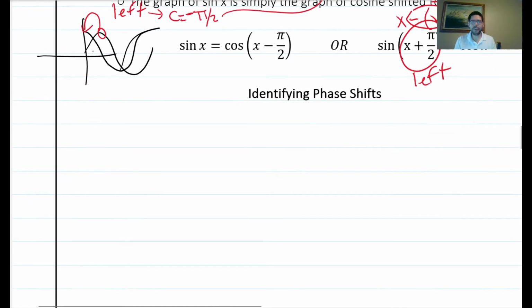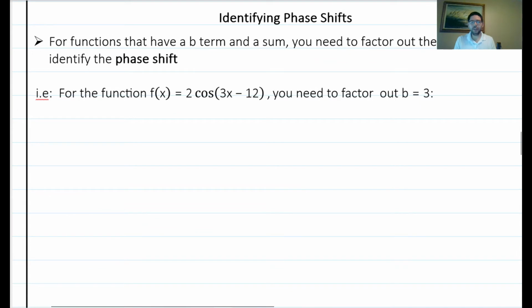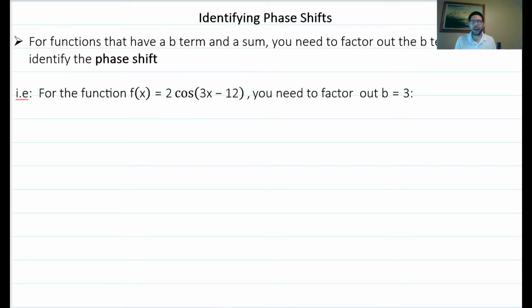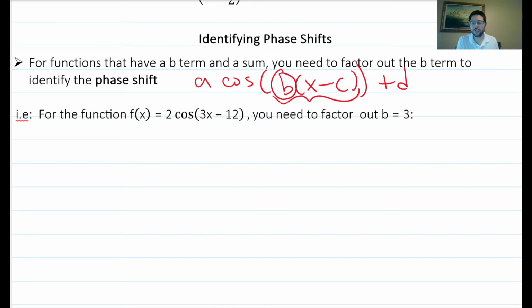So how do we identify phase shifts? Well, we kind of looked at one example, but let's look at some others. If we have something complicated on the inside, a b term on the inside, how do we identify the phase shift? Well, for functions that have a b term and a sum, you need to factor the b term to identify the phase shift. Notice that in the formula for cosine and sine, the b term is usually factored out of the expression. And that's important. That b has to be factored out before you can identify the c, okay?